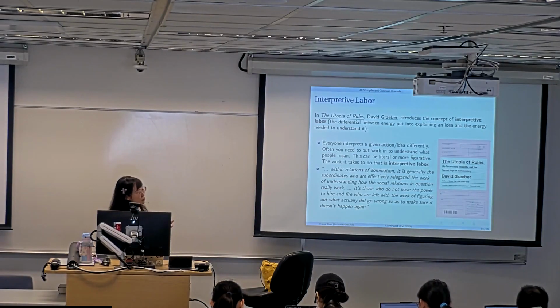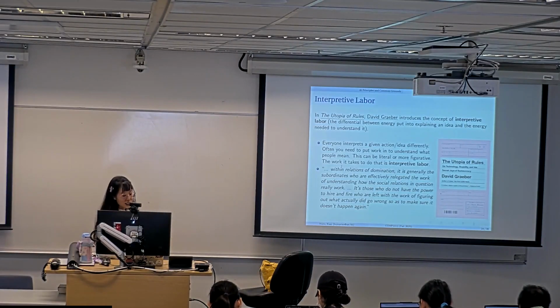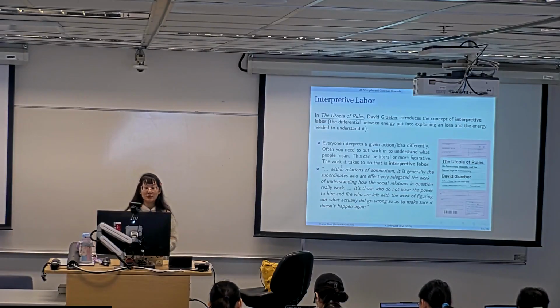So in The Utopia of Rules, David Graeber wrote that within relations of domination, it is generally the subordinates, the people at a lower hierarchy level, who are effectively relegated the work of understanding how the social relations in question really work. It's those who do not have the power to hire and fire who are left with the work of figuring out what actually did go wrong so as to make sure it doesn't happen again. Right? Because they don't have so much information. They are at a lower level of the hierarchy, so they have to do the interpretive labor.